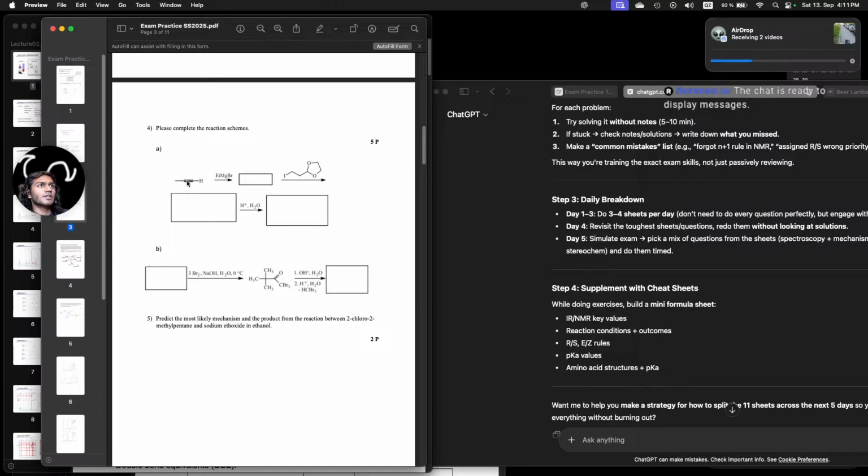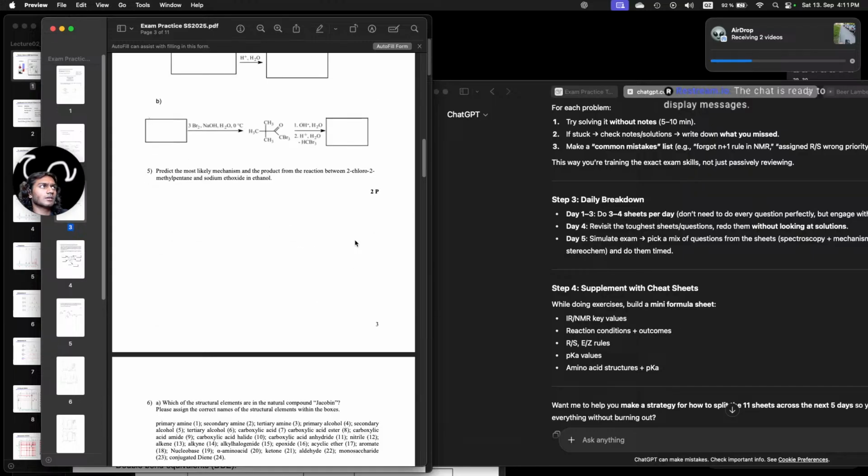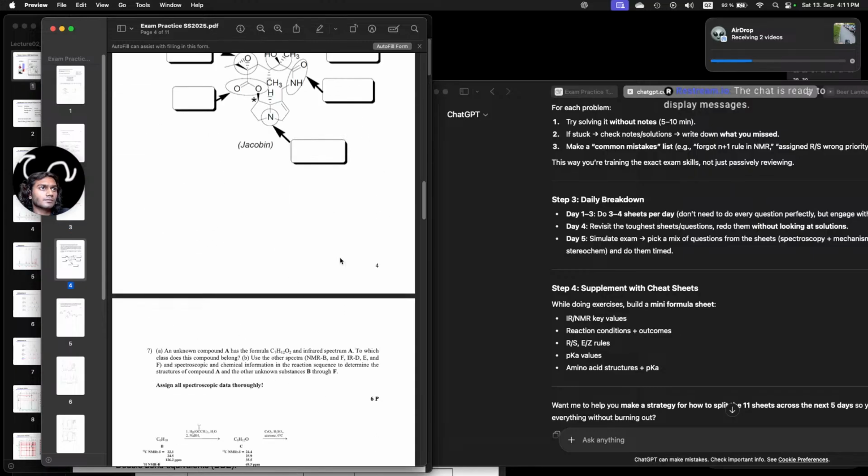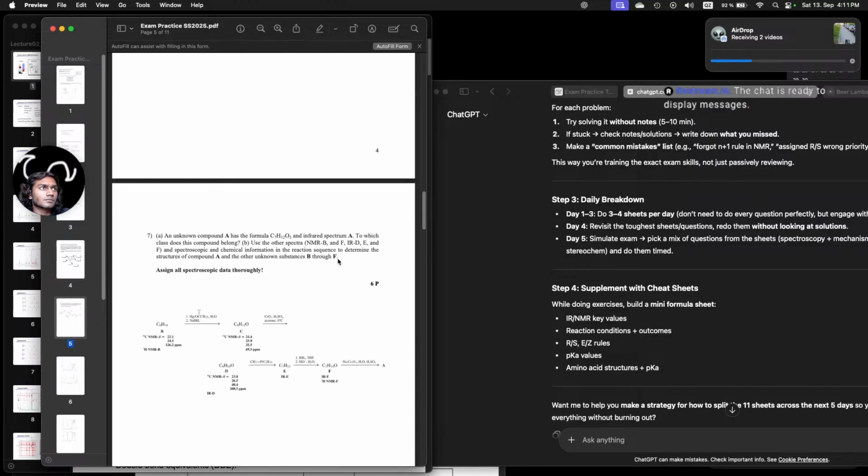What is this even? Is that a triple bond? I guess that's a triple bond, yeah. To which class does the compound belong? Infrared spectrum A. Where is A? It's B. An unknown compound.